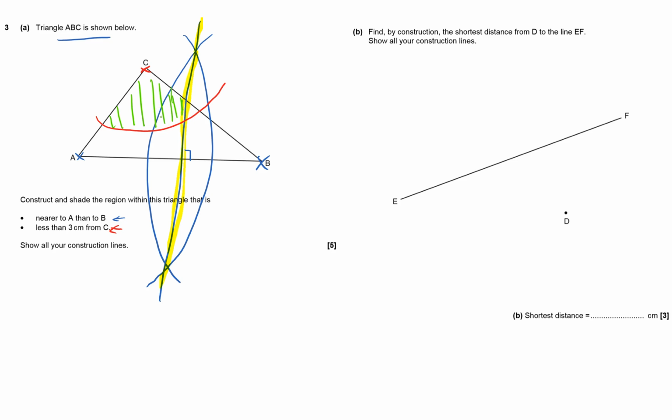Right, I've done the first bit, and now I've got to find the shortest distance from point D to the line EF. To do this, I need to set my compass onto here, and I need to draw the perpendicular line from here to the point. To do that, set it up, and I draw an arc like so, and then I need to draw the perpendicular bisector of that.